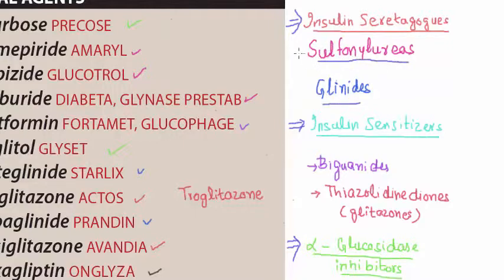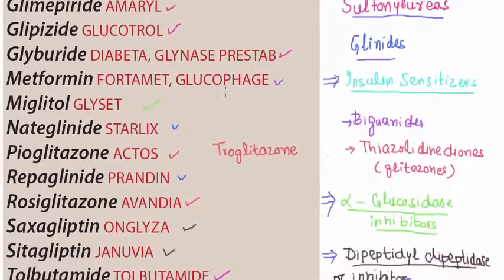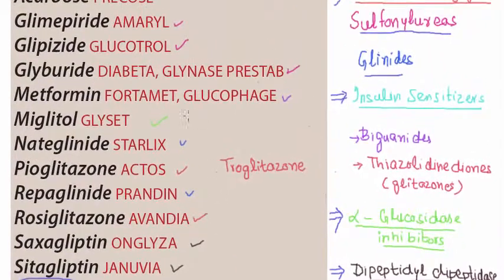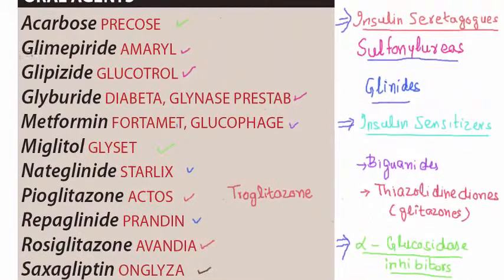In the sulfonylureas, there are two generations. The first generation is just one drug, and that is tolbutamide. While the second generation sulfonylureas are easy to understand because they are just three drugs and all start with G. These are the second generation sulfonylureas: glimepiride, glipizide, and glyburide. These are the commonly used second generation sulfonylureas.